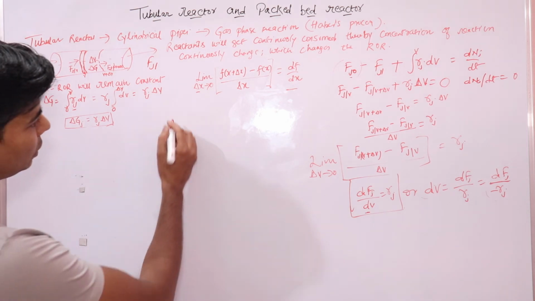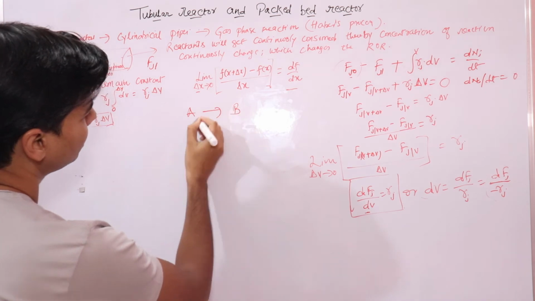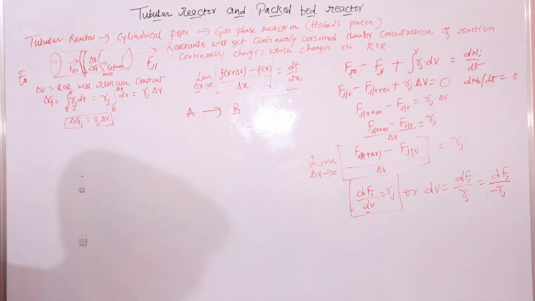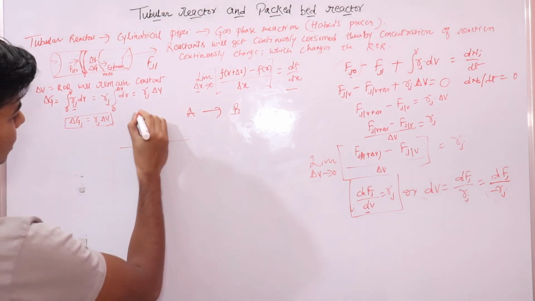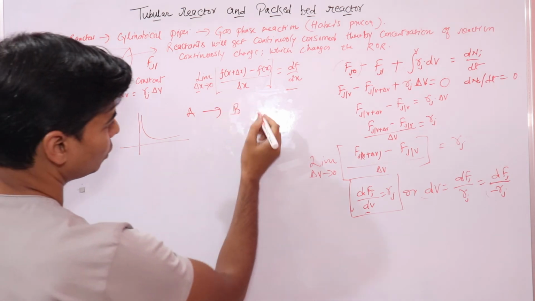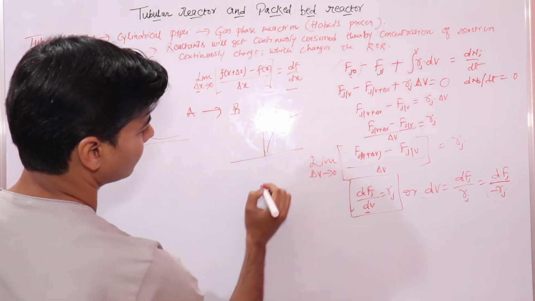So if you want to take an example, let's take an example where A changes into B. Let's say A isomerizes into B, so the concentration of A is going down, and the graph would be like this. Similarly, if you want to draw the graph in terms of B, it will go up like this.